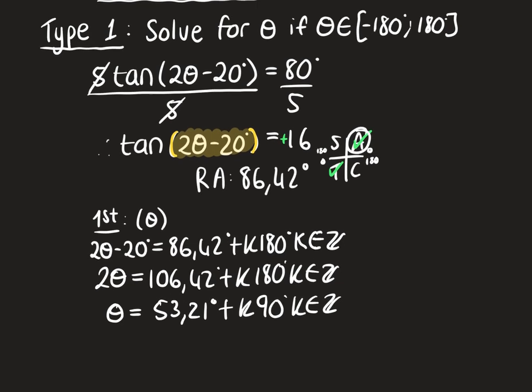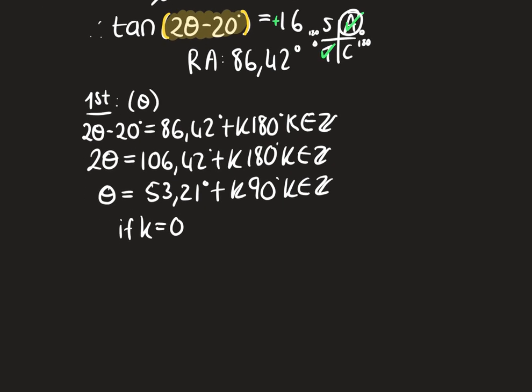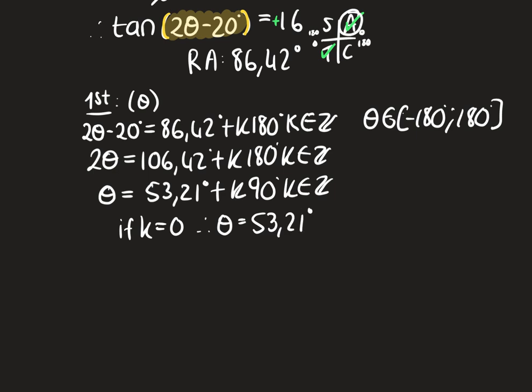Okay, that is my general solution, but we are not looking for a general solution. We are looking for actual values because they've given me a domain. So now I can go ahead and sub values in for k. So if k equals 0, my domain, remember, I'm just going to bring it down here, is an element of minus 180 degrees to 180. So I'm going to say if k equals 0, therefore theta equals 53,21 degrees. Does that fall within my domain? Yes, it does.